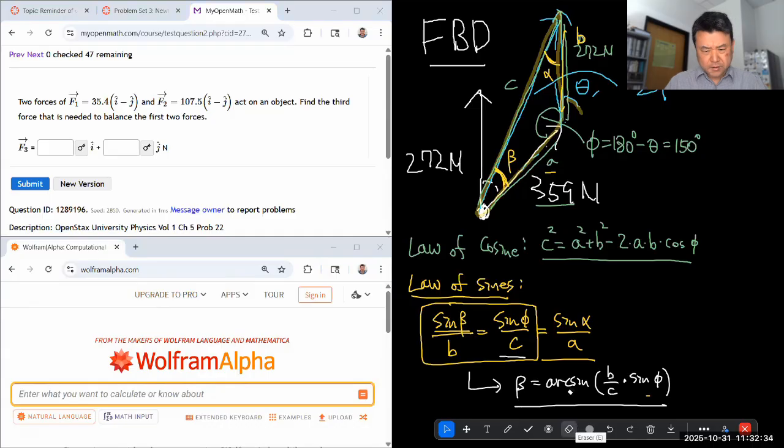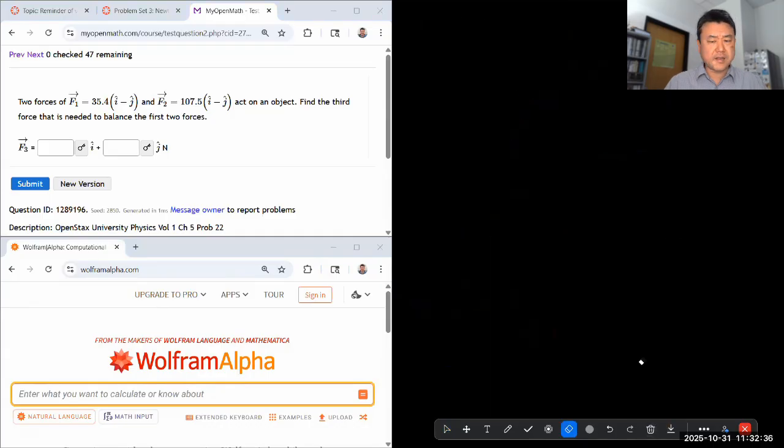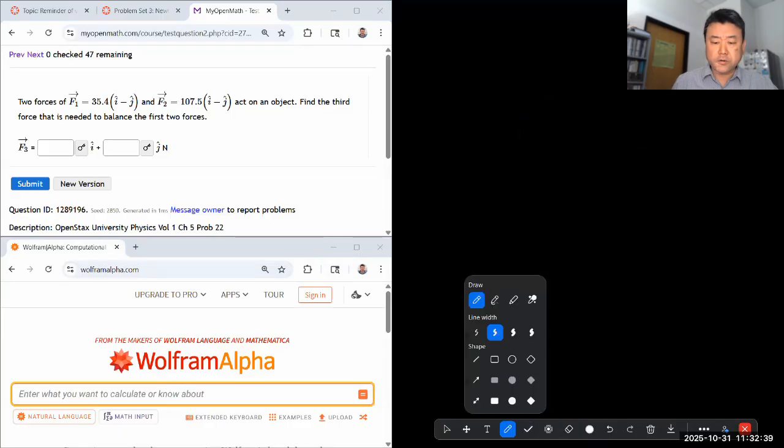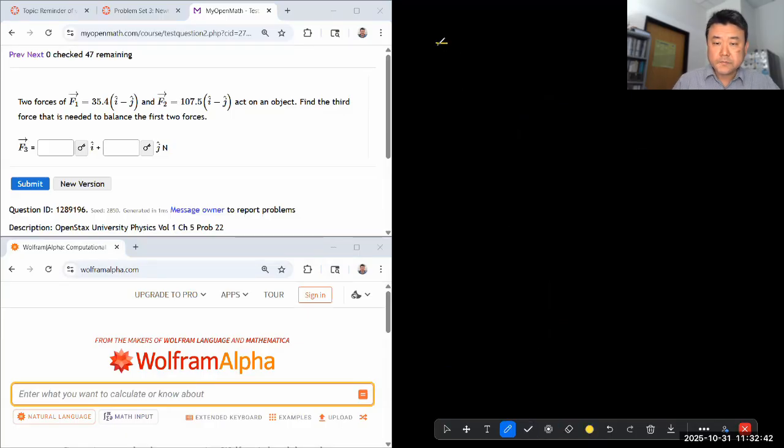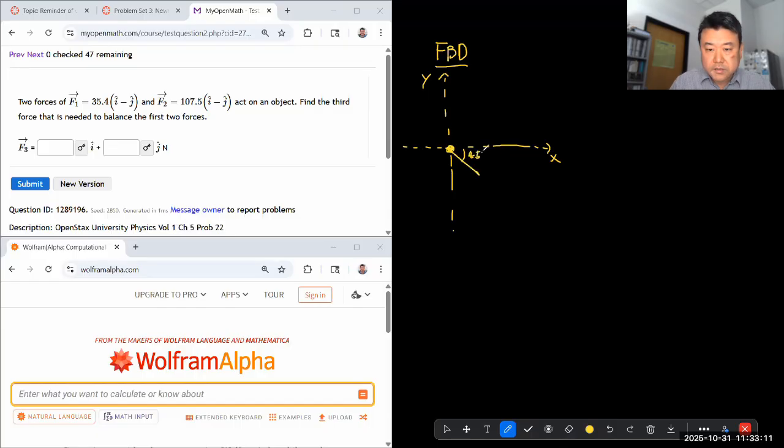Let me start by drawing the free body diagram just so that I have a good mental image of what's going on here. So free body diagram. Let's draw. Are these both forces? It looks like they are both pointed in the same direction. But let me just do this properly. So this is going to be my x direction, and this is going to be my y direction. I have F1, which is positive x, negative y, and I think it's going to end up going at like 45 degrees.